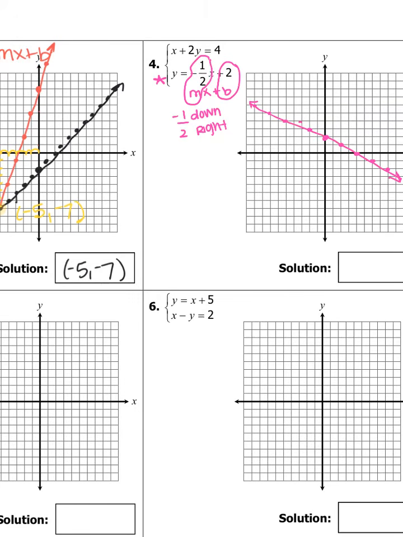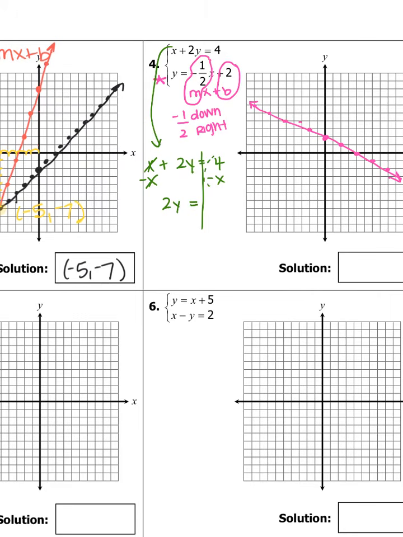And we get this line. All right, for our other equation though, we're gonna have to solve that to get the y in front. So we have x plus 2y equals 4. So I need to get this y by itself. So I'm gonna first subtract x from both sides. When I do that, those cancel, so I have 2y equals.